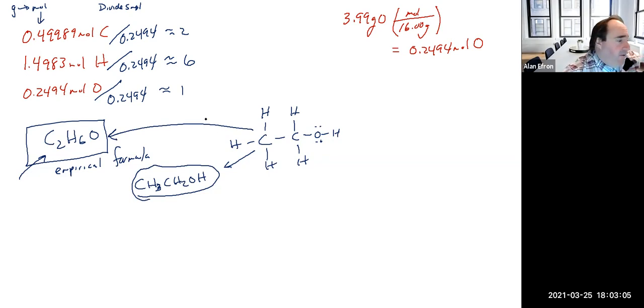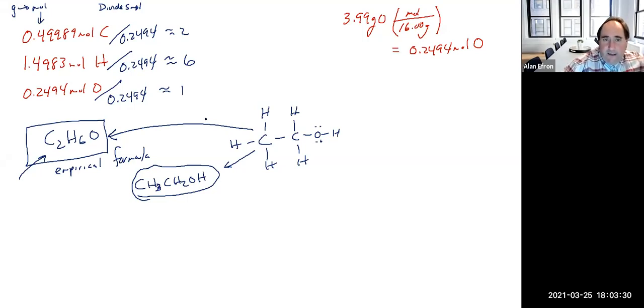So formulas are interesting. Sometimes formulas give you a little more information about connectivity and how things are hooked up. But sometimes formulas are pretty basic, in the sense of this is what's present in here. It's not really going to tell you how it's all put together. Any questions on that?